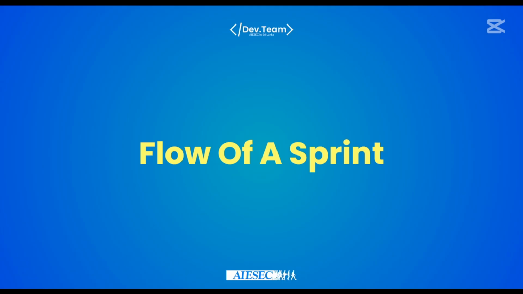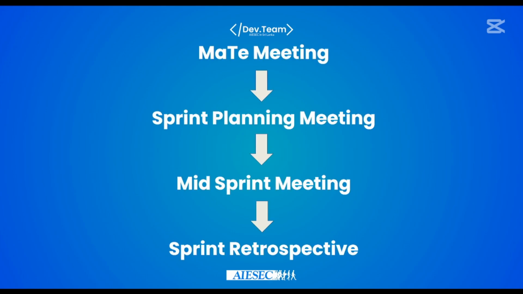Now we'll talk about the flow of a sprint, right? Here we have some meetings within a sprint. For one sprint, we have a sprint planning meeting, a mid-sprint meeting, and a sprint retrospective meeting. To simplify that, I will call it a retro meeting for a sprint. So these are the meetings that we are taking in a sprint. These are the essential meetings. Other than that, there will be some more. So in a team, if your PM calls a meeting, you have to attend, right?